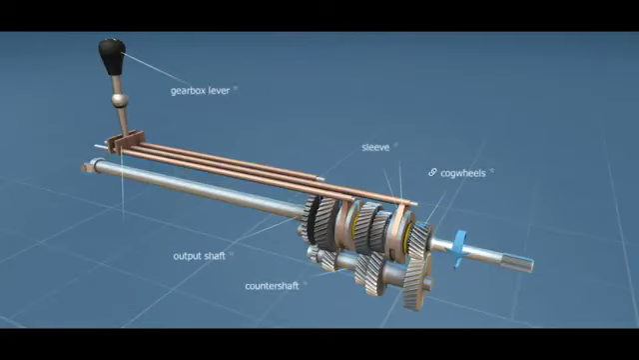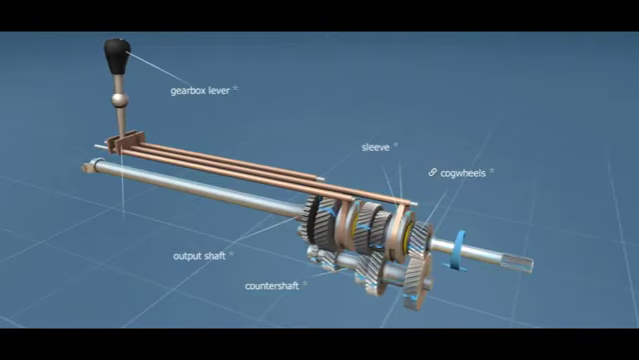In synchronized transmission systems, all the gears are constantly in mesh. While the gears on the lay shaft are in a fixed position, the gears on the spline shaft rotate on their own bearings. Shifting between gears occurs by fixing the current gear to the spline shaft, so the drive goes through the pair of gears.